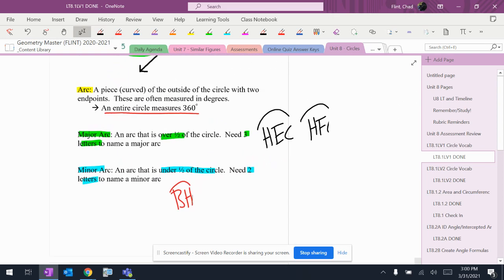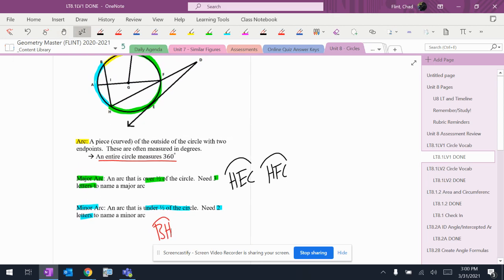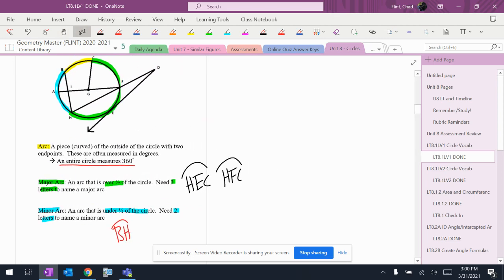So if I zoom out a little bit here, the difference is that the minor arc gets 2 letters. It needs to go the shorter distance. The major arc needs 3 letters because it's got to tell you that you're supposed to go the longer distance to create your arc. So important to understand this, because we're going to use this in lots of other things that happen throughout the circle unit, the arcs and the segments, to create different things that we're going to be finding the measurements of.